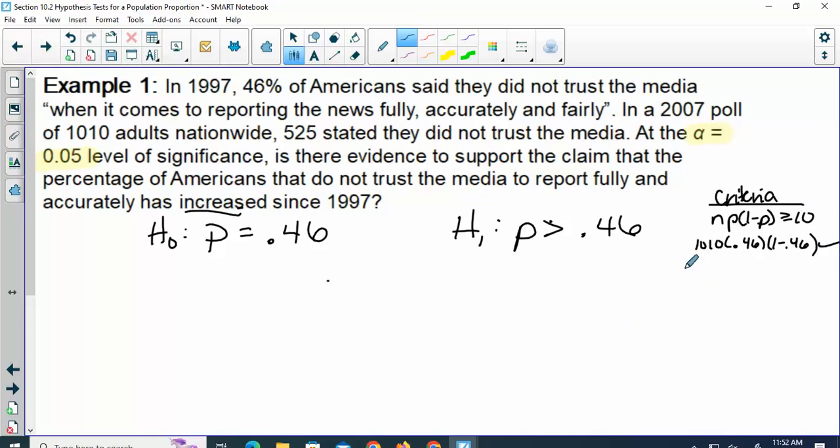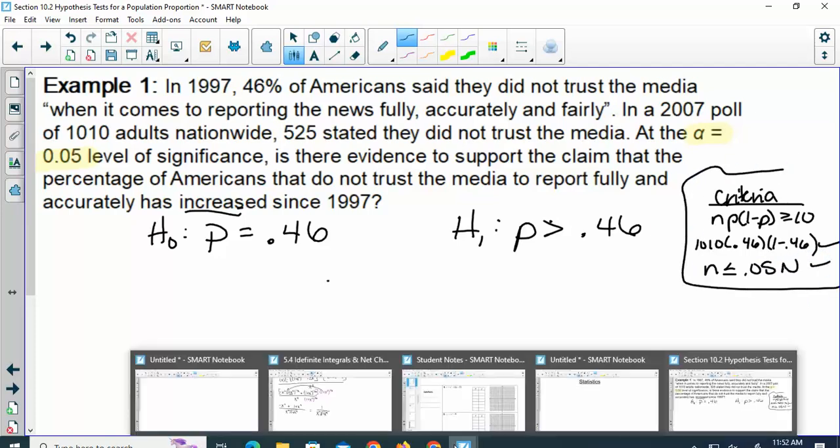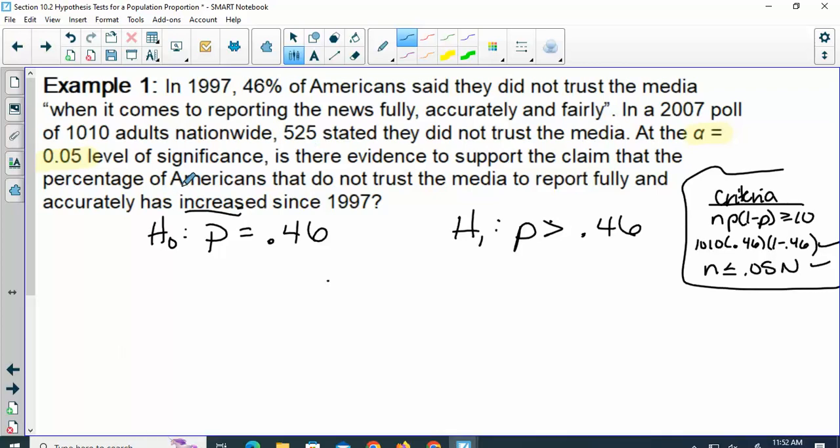250s, that's good. And is my sample less than 5% of the entire population? Yes. Okay. So your criteria, you're welcome to do those before you do your null and alternative. You just have to do them at some point.